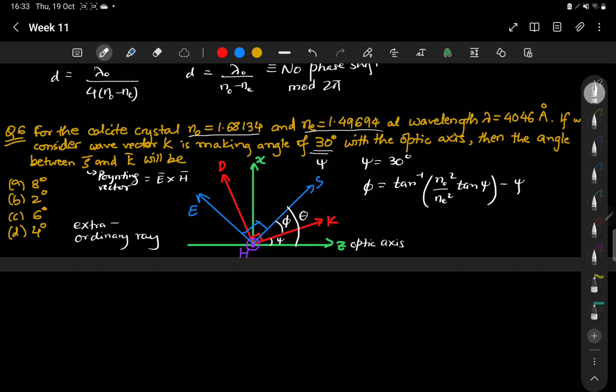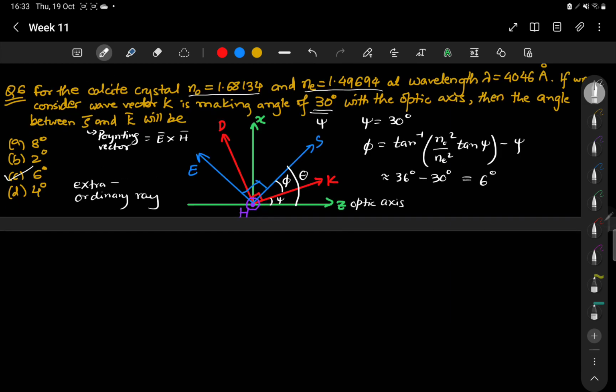So tan inverse of this, what does this come out to? Tan inverse of this comes out to be roughly 36 degrees. Minus psi, which is 30 degrees, gives me 6 degrees. So the correct option is option C, 6 degrees.